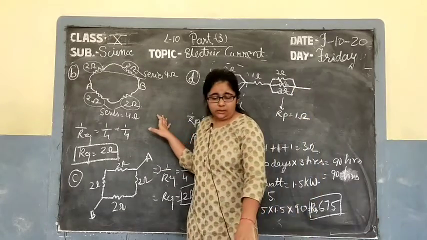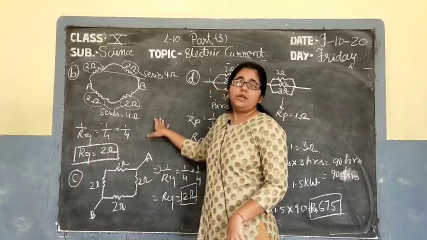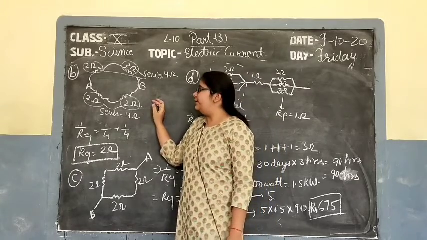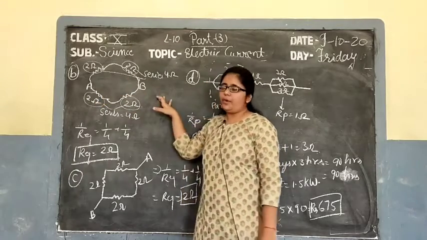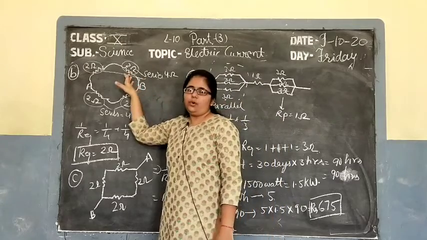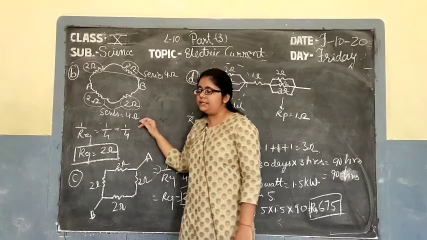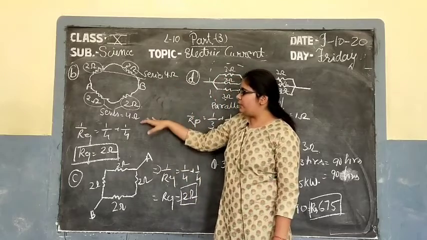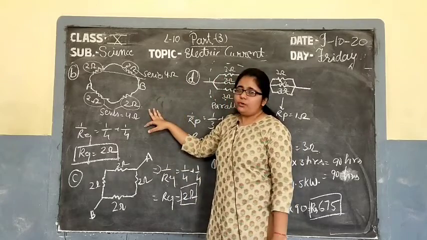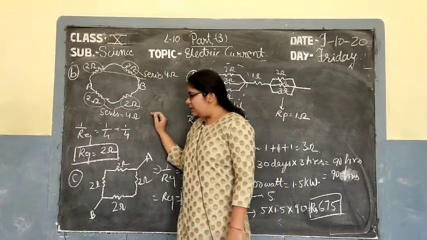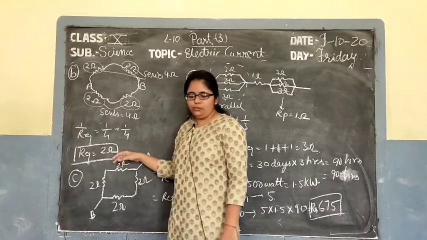In the B part, a circle is given in which 4 resistances are connected. First of all, between A and B point, the upper two ones, 2 ohm each, are connected in series and the lower ones are also connected in series. So their value will be 4 ohm. Then these 4 ohms are connected in parallel, so the R equivalent will be 2 ohm.